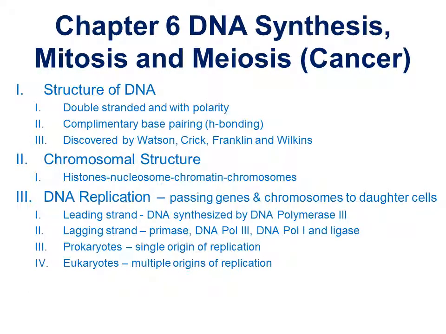So in conclusion, for this part of the chapter, we were able to learn that DNA replication on the leading strand involves DNA polymerase III and is quite simplistic as compared to the lagging strand, which involves a primase laying down the RNA primer, DNA polymerase III, DNA polymerase I, as well as ligase. For prokaryotes or bacterial cells, they have a single origin of replication, whereas for eukaryotes, we have multiple origins of replication. This ends this portion of Chapter 6.